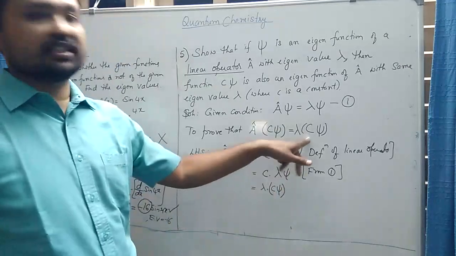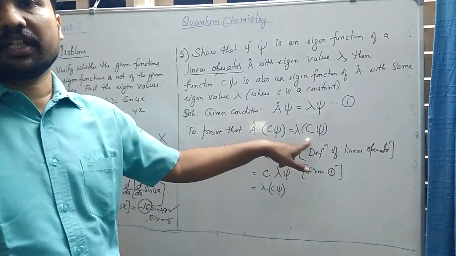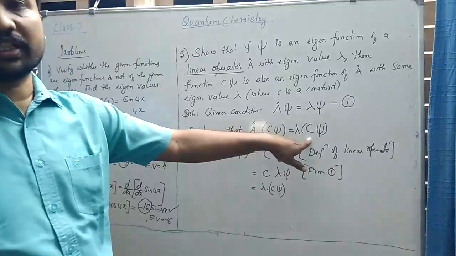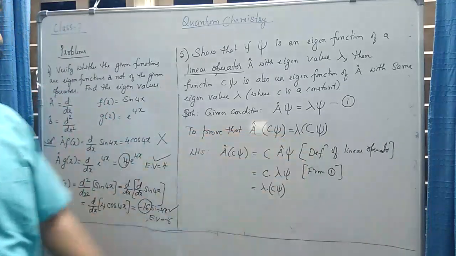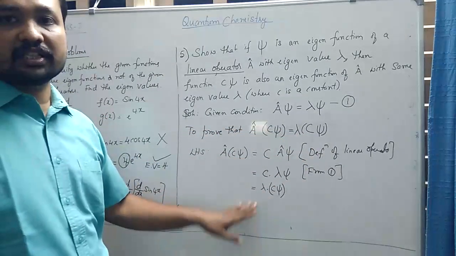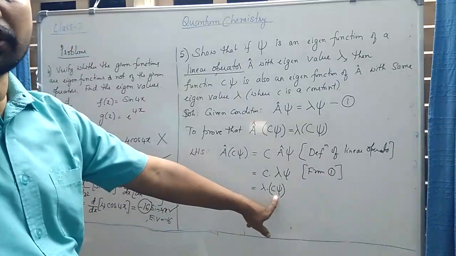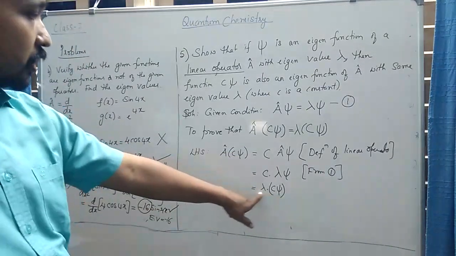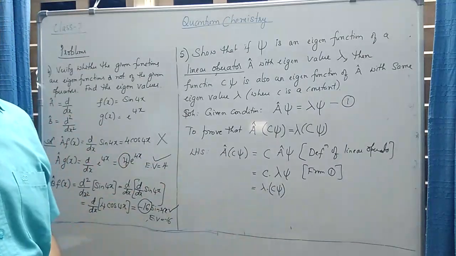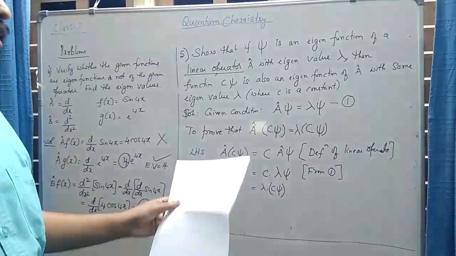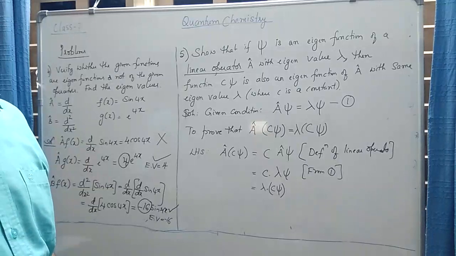What is this? This is nothing but the RHS, which has to be proven. So what is the implication of this mathematical equation? That c into psi is also an eigenfunction of the operator with the same eigenvalue lambda. Hence we have proved this condition.